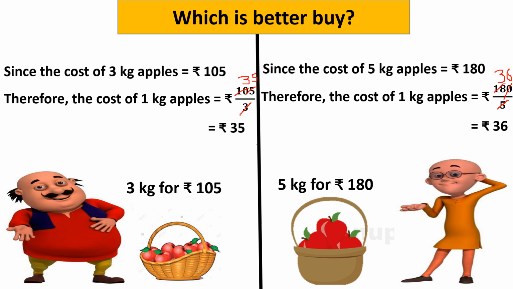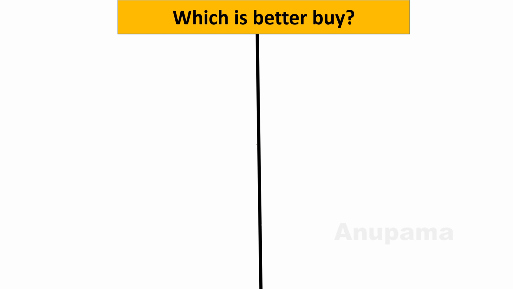So which is better buy? Yes, the better buy is this: 3 kilogram for rupees 105, because here the unit rate is rupees 35 which is less than 36. So simple. Now let us do one more question.